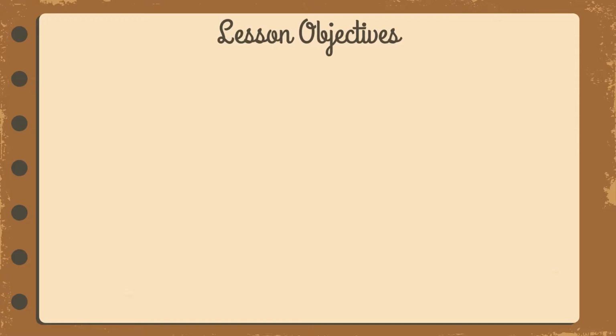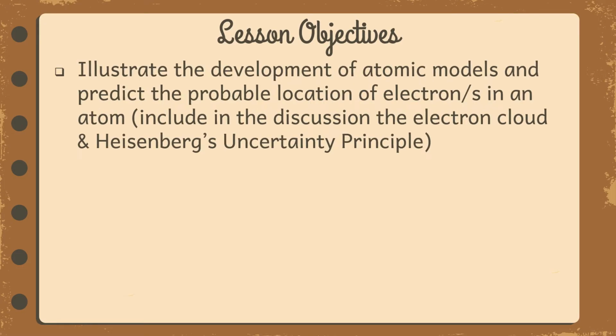Here are the lesson objectives. First, at the end of the lesson, you need to illustrate the development of atomic models and predict the probable location of electrons in an atom. Include in the discussion the electron cloud and Heisenberg's uncertainty principle.